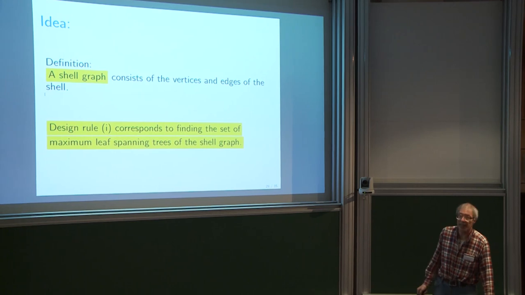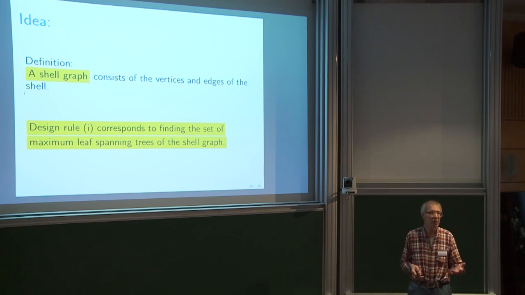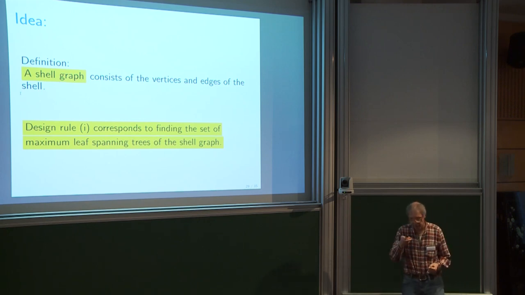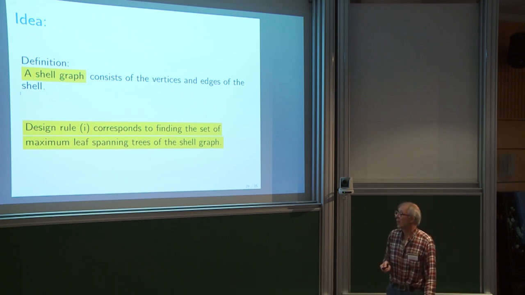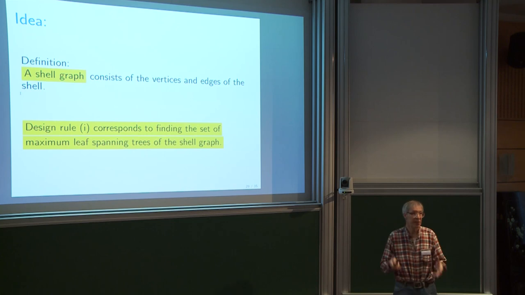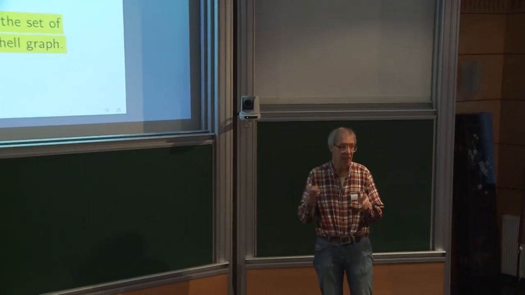So the idea is very simple. The first desire when you have this graph is to treat each face as a vertex, and each edge between these faces treated as an edge. But it turned out that it doesn't work this way, and it is better simply to consider a shell graph consisting of its original vertices and original edges.